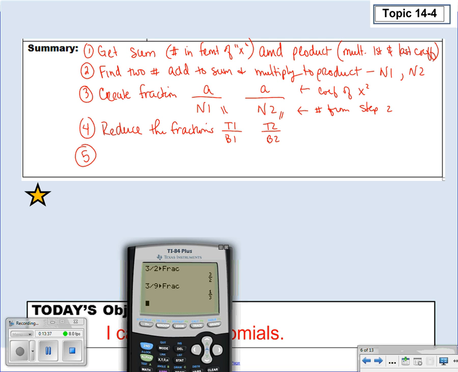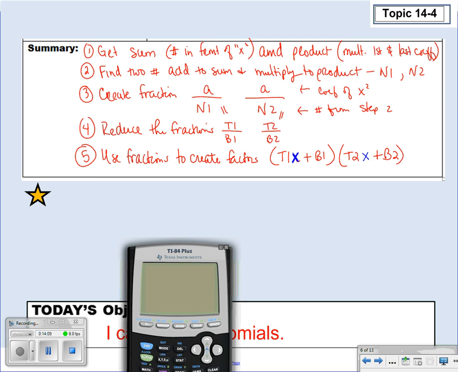And last, we're going to use this fraction to create the factors. So I have my top number from the first fraction times x plus the bottom from the first fraction. And put my x's as a different color. Then I have the top from the second fraction times x plus the bottom from the second fraction. Let's use these steps and do some practice problems.